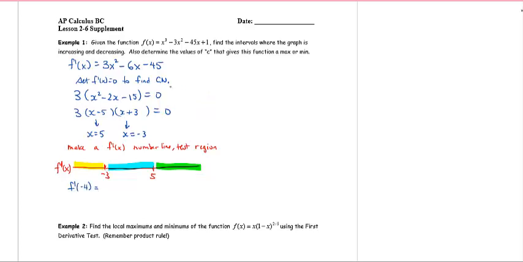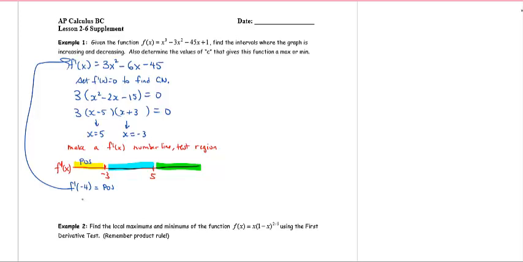And if I plug that into my derivative, because it's the derivative number line, I think, let's see, 3 times 16, 48, plus 24, minus 45. It's big, isn't it? It's going to be some positive number, right? So therefore, this region here must be positive. The whole region must be positive, okay?